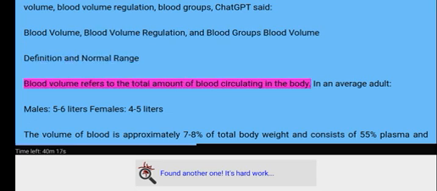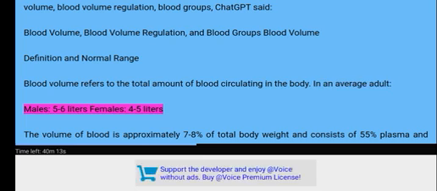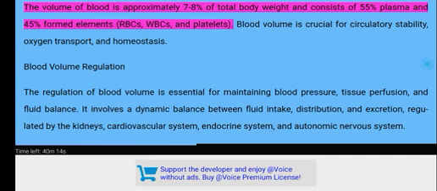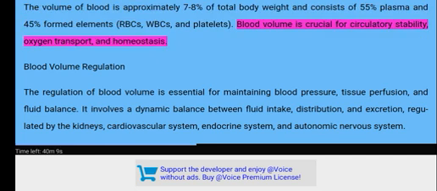Blood volume. Definition and normal range. Blood volume refers to the total amount of blood circulating in the body. In an average adult: males, 5 to 6 liters; females, 4 to 5 liters. The volume of blood is approximately 7-8% of total body weight and consists of 55% plasma and 45% formed elements: RBCs, WBCs, and platelets. Blood volume is crucial for circulatory stability, oxygen transport, and homeostasis.